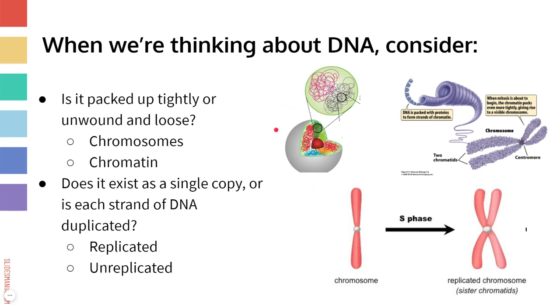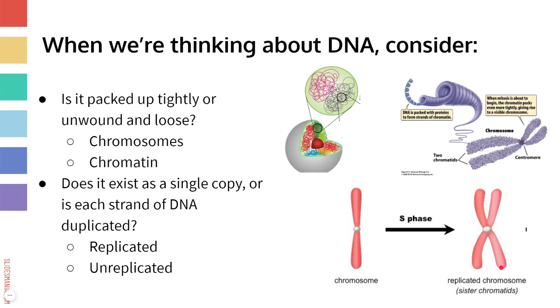And then the second question that I want you to ask is: is the DNA a single copy or is each strand of the DNA replicated? This is another big difference for how DNA can look. In some parts of a cell's life cycle, it exists just as a single piece. So this is one molecule of DNA, one long strand. And each part along this molecule of the DNA is unique. There are no parts of it that are copied or duplicated. But at certain stages of the cell's life cycle, the DNA gets copied. And so we end up with two identical copies of the same information.